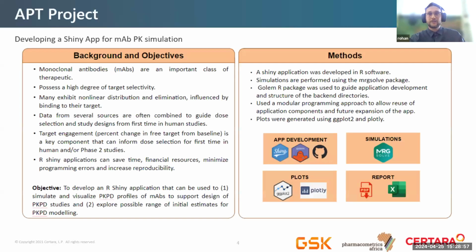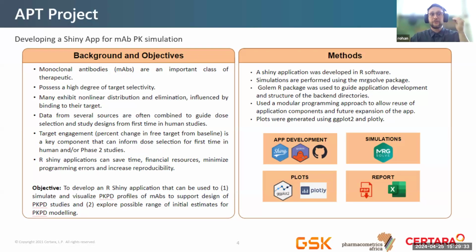Okay, so just a slight segue now, just to my APT project, so that you can have a little bit of background of what our objectives were in terms of reporting. For my project and my APT fellow partner, Ida Kauma, we had a slightly different project than all the other fellows in our cohort, in the sense that we did not develop a model, but instead we developed a Shiny app that did PK simulations specifically for monoclonal antibodies.